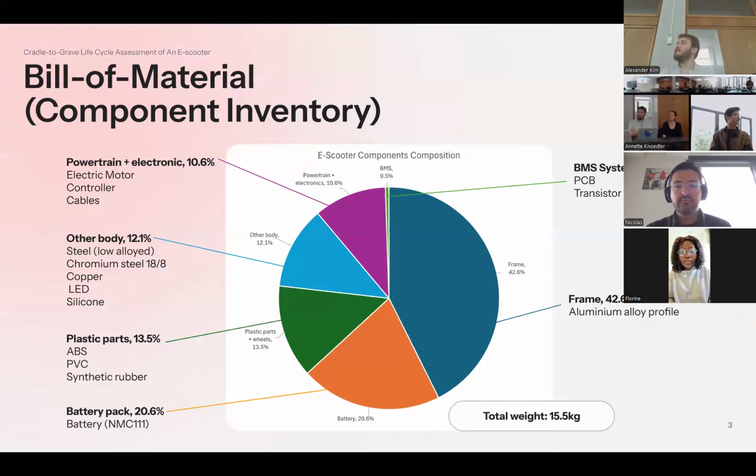Next slide. For the bill of material, we have shared our material into 6 different component levels for the LCA model. And as you can see, the total bill of material is 15.5 kg. So we have the powertrain, the plastic part, battery part, BMS system, and the frame. Thank you.